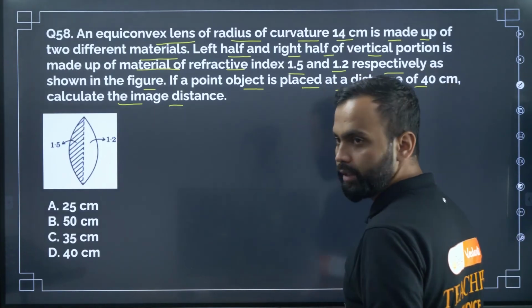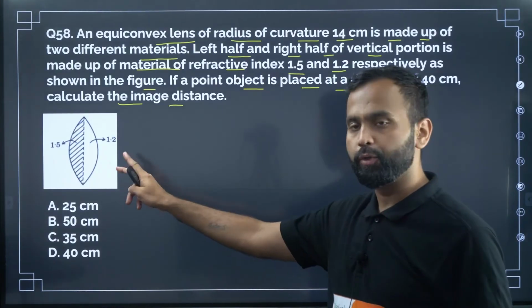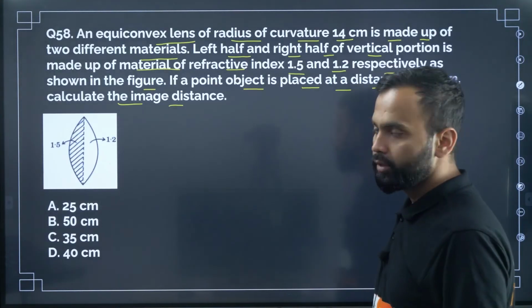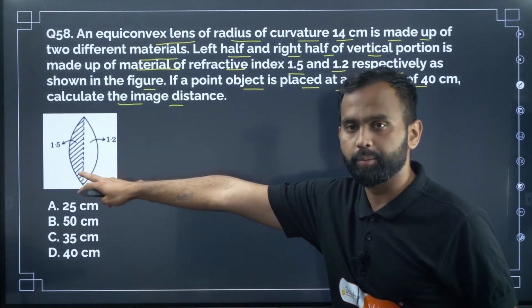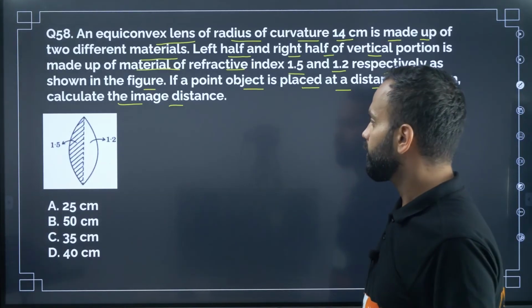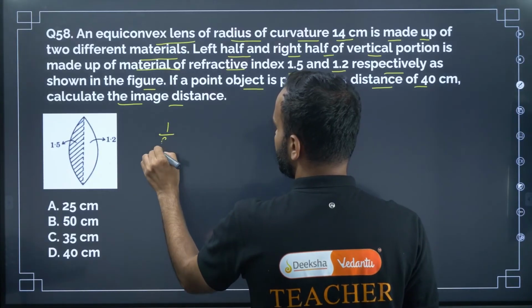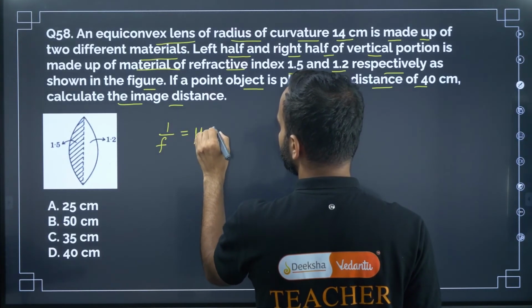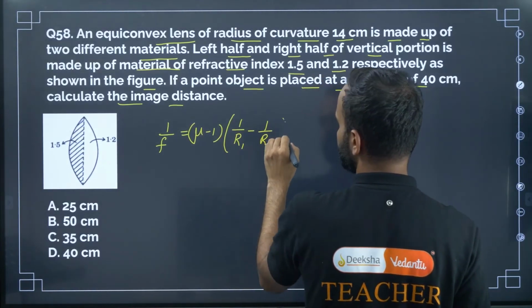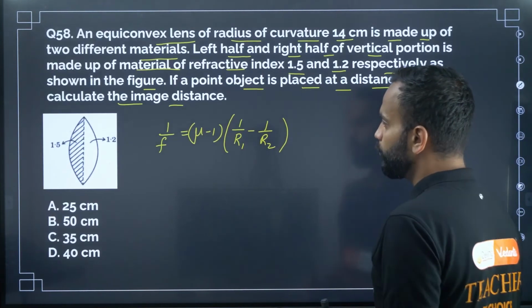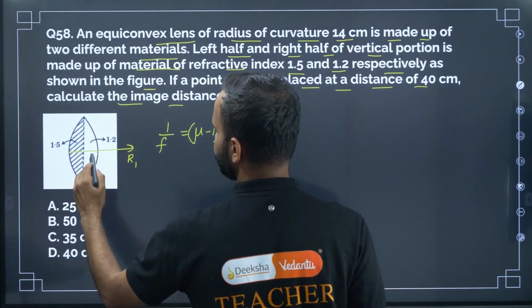But first we need to find the focal length of this equiconvex lens. It is made up of two different materials, so first apply the lens maker's formula for both materials, then find the net focal length. Lens maker's formula: 1 divided by f equals (mu minus 1) into (1 divided by r1 minus 1 divided by r2). For this part, this is r1, and this is r2.